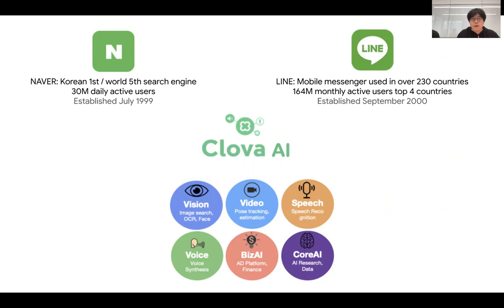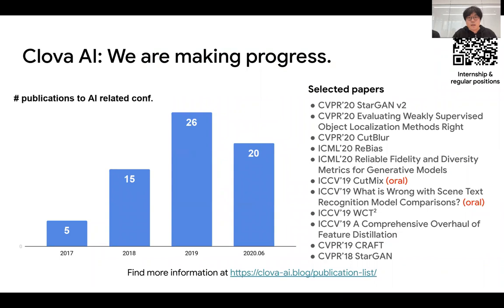So NAVER is the largest search engine in Korea. And also LINE is one of the major mobile messengers in Japan and Southeast Asia. And Clova AI is an AI-centric organization in NAVER, which usually focuses on multimedia processing like speech or vision. And research is one of the most important things in Clova AI. So we are making many advances at AI-related conferences.